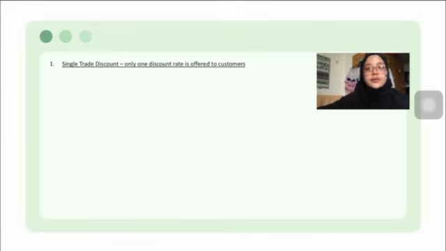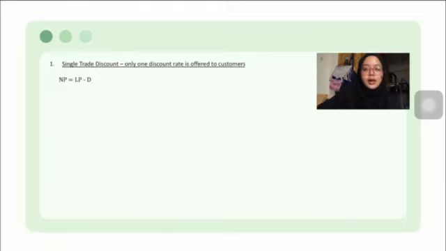The formula of single trade discount is net price equals list price minus trade discount. Other than that, we can also use this formula: net price equals list price times (1 minus discount rate). The formula is called the net price equivalent rate, known as NPER.